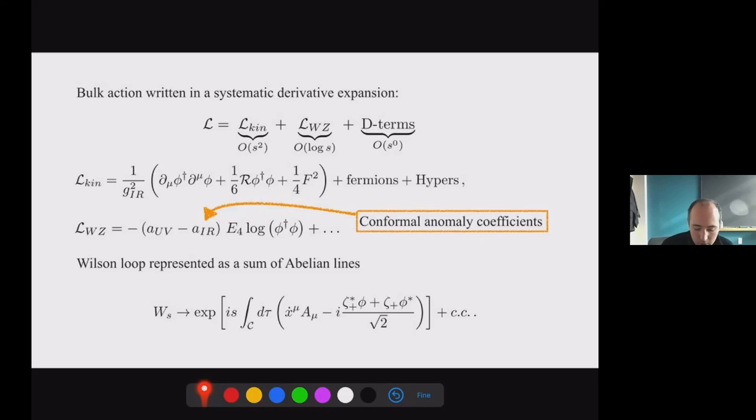The Wess-Zumino term is the most interesting one because it has an anomalous scaling. All terms in the effective field theory scale like some power of S, but the Wess-Zumino term is associated with the Weyl anomaly. So it scales like log S. That's because the scalar fields on the saddle point, I showed it before, scale like S. And therefore, the Wess-Zumino term contains a logarithm of the dilaton, which is equivalent to a logarithm of the scalar field, and therefore has some log S scaling.